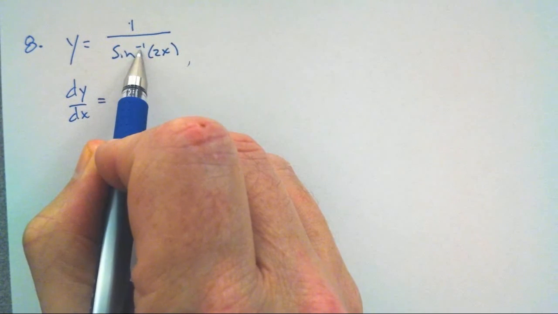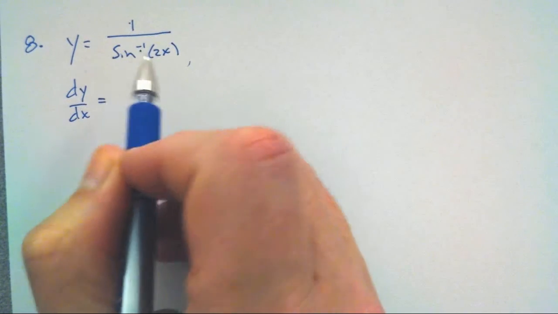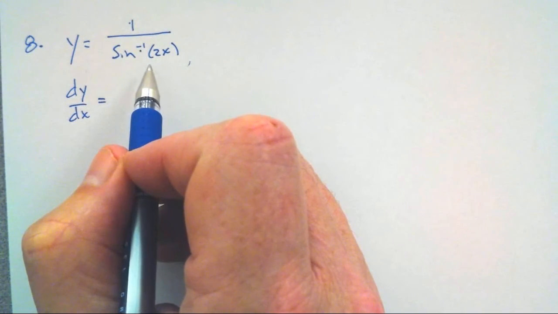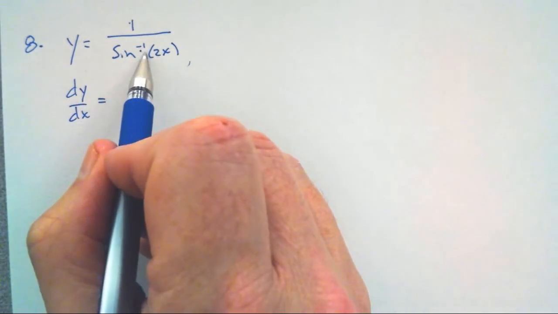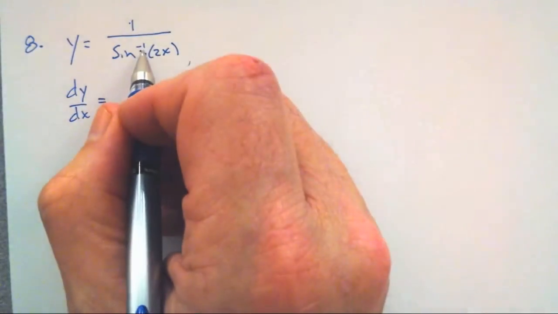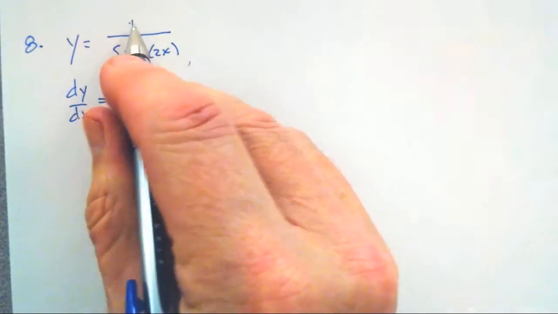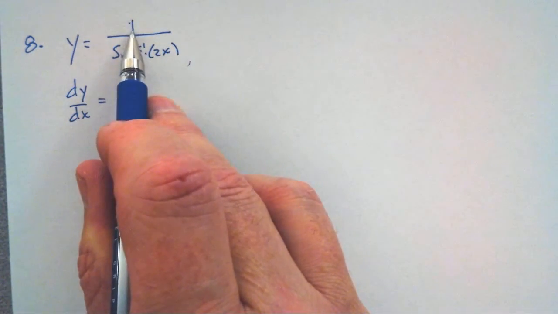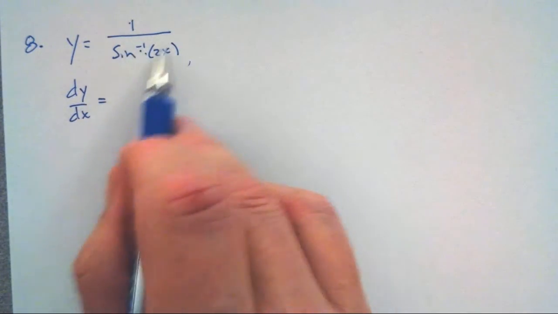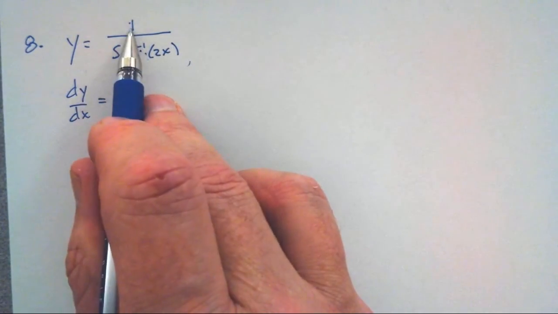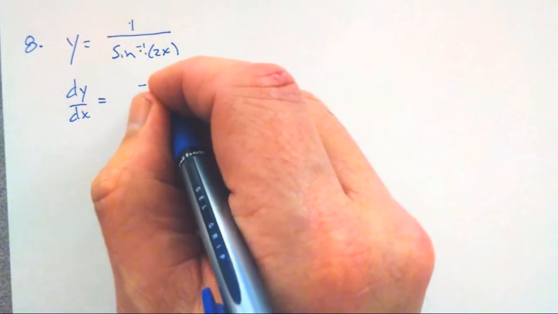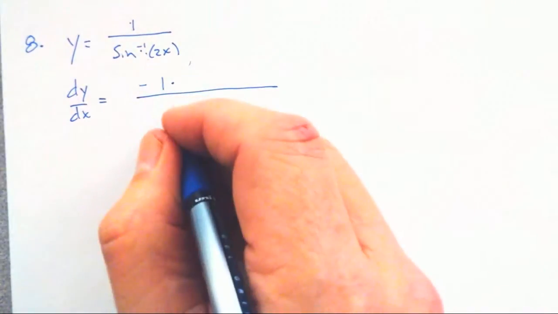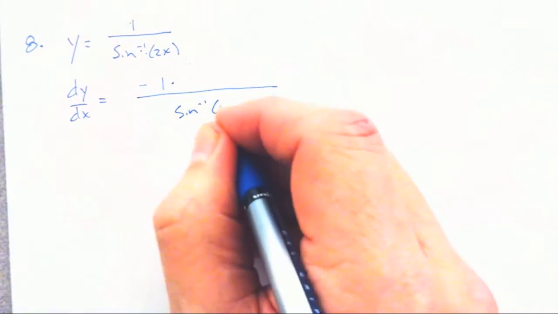Understand, this is not really sine to the negative first. This is sine inverse of. Sine to the negative first of theta is 1 on sine of theta. This is not 1 on sine of. So sine inverse of. So I want low d high, but the good news is low d high is 0. So it's whatever this low is times 0, 0, minus high, 1, times d low, we'll come back to that in a second, over the square of the thing below.